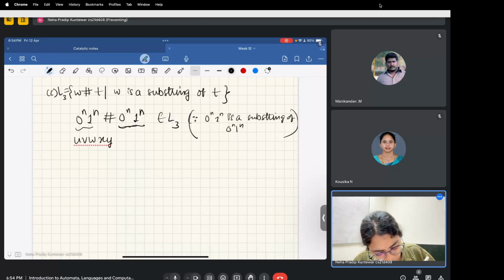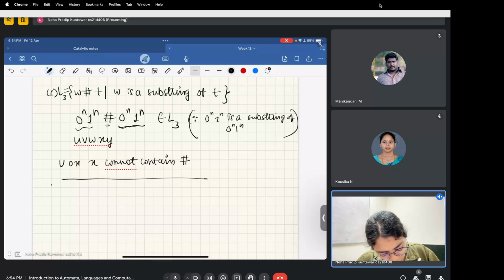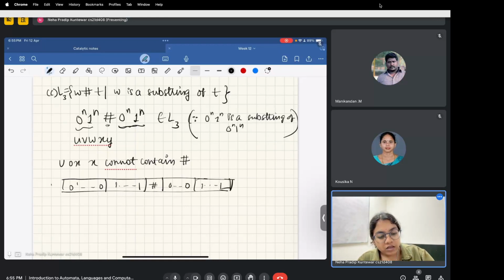Like we said earlier, notice that v or x cannot contain the symbol hash, because if it does, then it will end up pumping more hashes than what you already had, which is outside the syntax. So this is clearly not the case. So then what we can assume is that this is some zeros followed by some ones followed by the separator, and zeros followed by ones. So what is possible is maybe this vwx is contained entirely in one block. So maybe this is vwx.